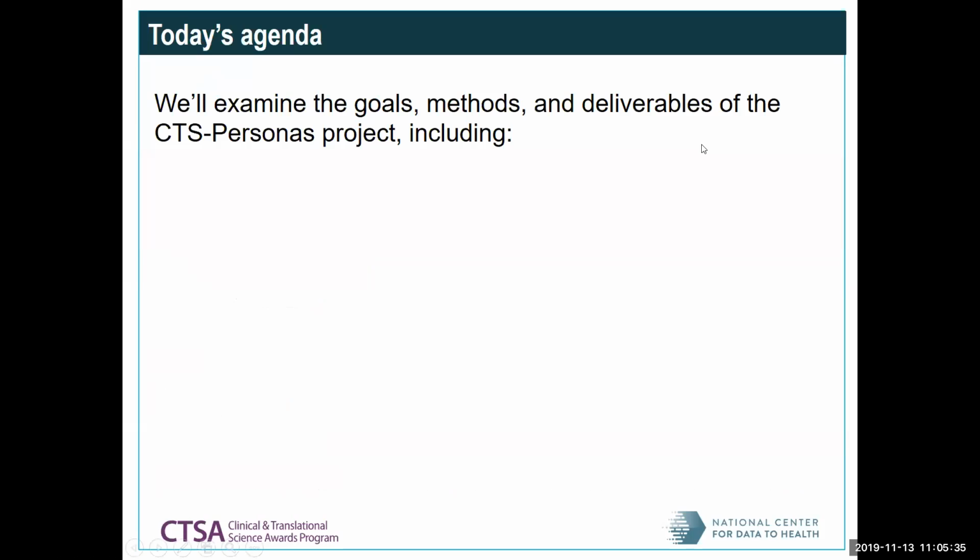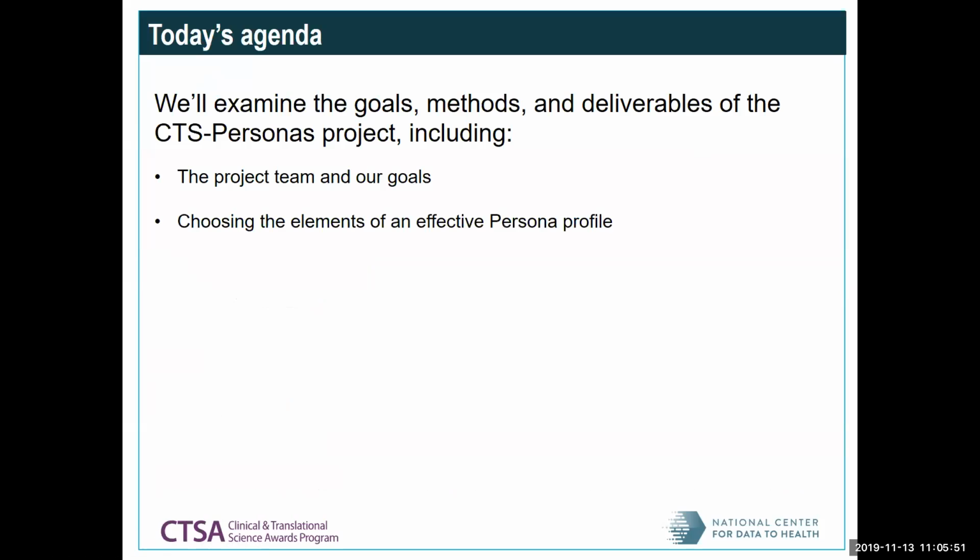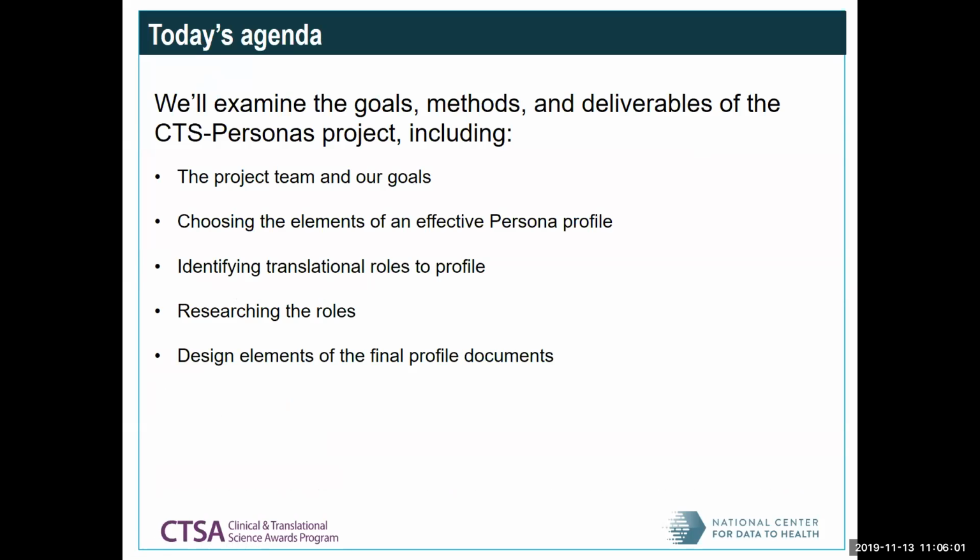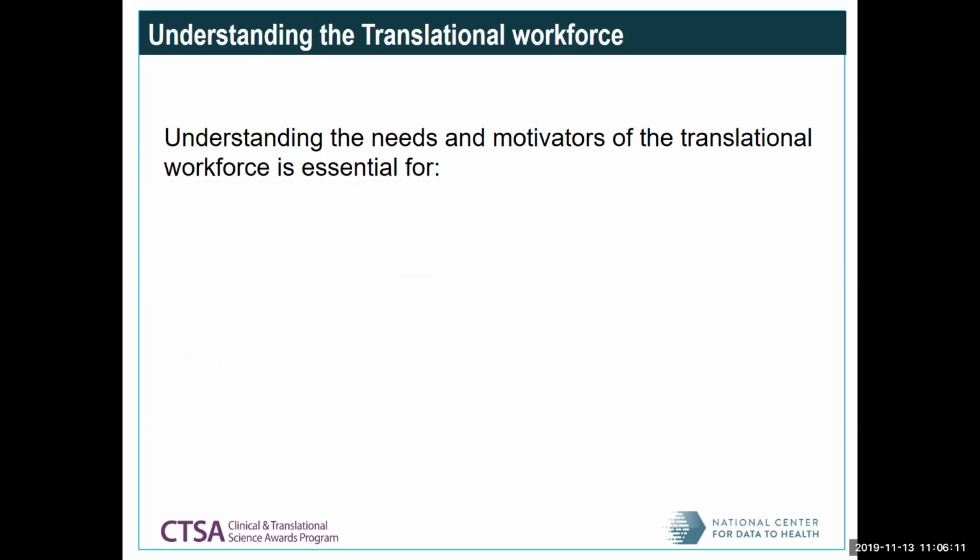All right, so our goals for today: we would like to examine the goals, the methods, and the deliverables of the Personas project. This will include a little bit of information about the project team and our goals, how we chose the elements of an effective persona profile, how we identified translational roles to profile, how we researched those roles, the design elements of the final profile documents, and then finally, our deliverables, which will be the tour of our CTS Personas GitHub IO site that I mentioned.